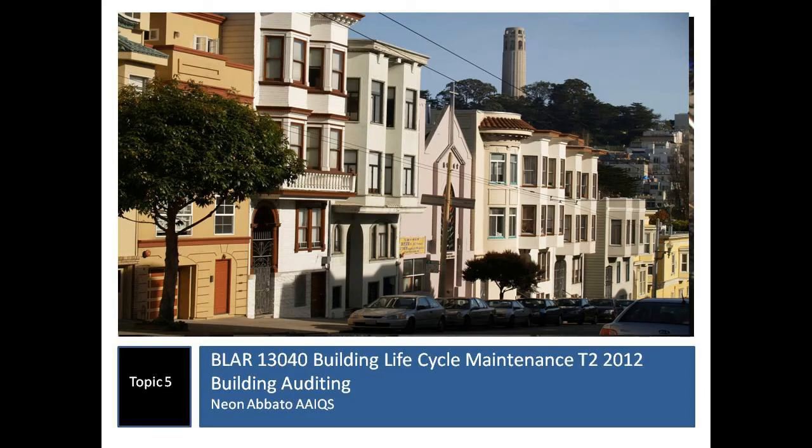Okay, this is the presentation for Topic 5, Building Auditing. It's a part of the subject, Building Life Cycle Maintenance. This presentation is not by any means to act as a substitute for the topic study guide. It is merely a summary and an alternative way for you to understand some of the concepts and some of the content of this topic.